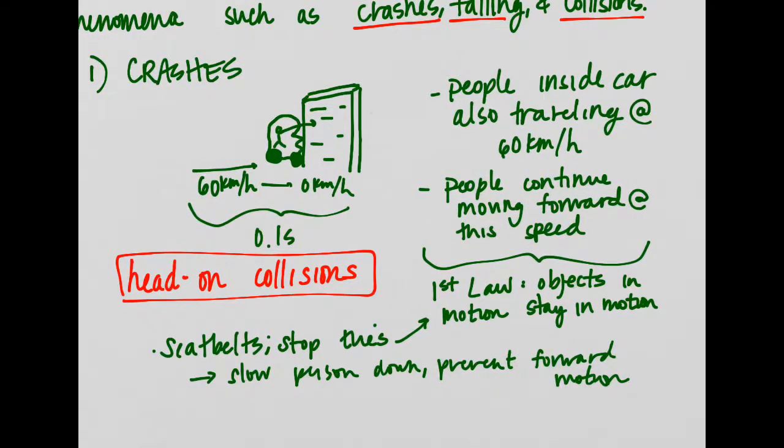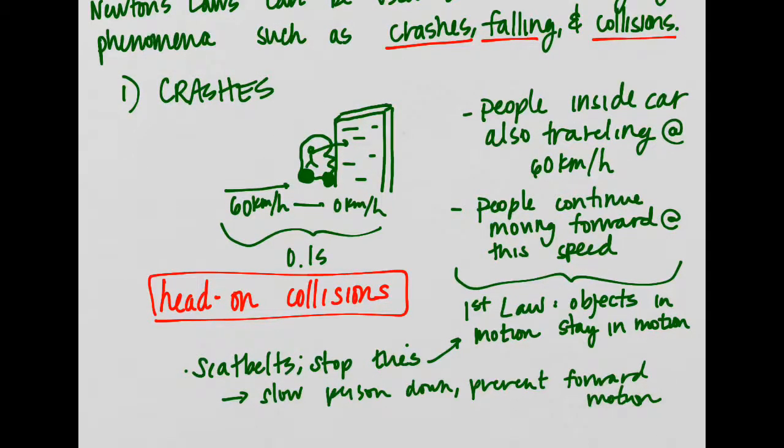So remember, if we don't have a seatbelt, what occurs? If there's no seatbelt, this law is still true no matter what. We don't have an unbalanced force or an outside force acting on the person, so the person will continue going forward. They might go through the windshield. If they're in the front seat, they might hit the windshield, or if they're in the back seat, they might hit the backs of the front seats. So that's the importance of seatbelts in this scenario. Okay? So that's what you need to know about crashes.